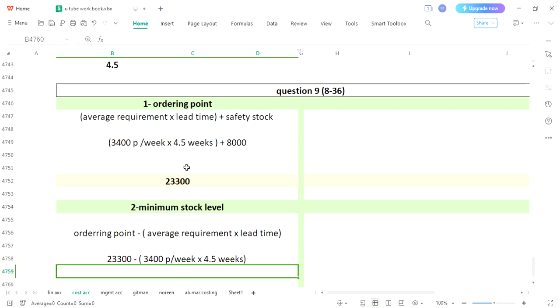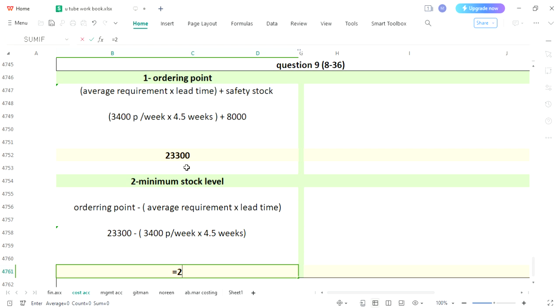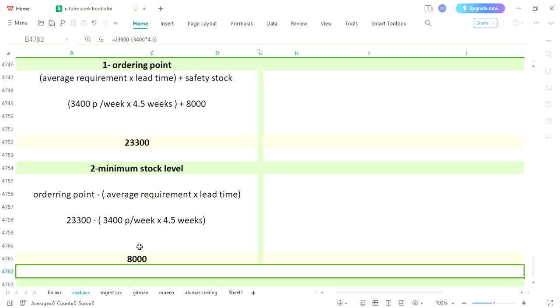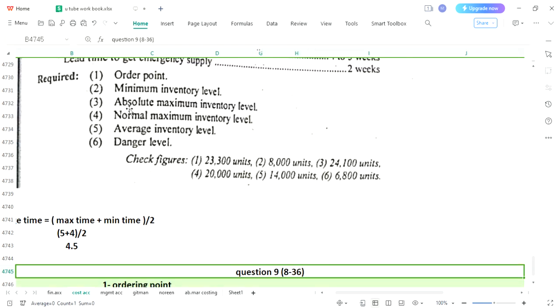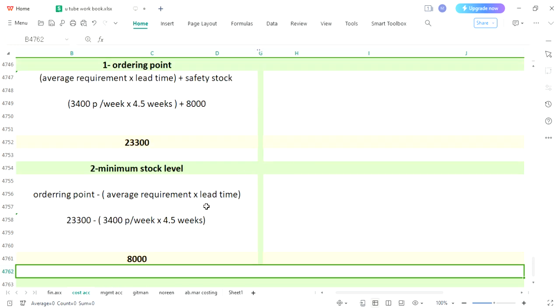We are now ready to put it on our calculator, where 23,300, we are following this formula. Then we have the minus sign, open your bracket, 3,400 multiplied by 4.5, close your bracket. So we have got our second answer, 8,000, and the second requirement was the minimum inventory level. The second answer is 8,000 units, and we have calculated 8,000 as well. In this way, our second point, the minimum stock level, has been completed.